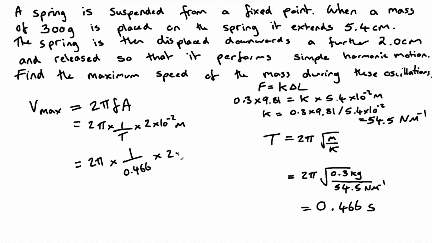Now, of course, once we've got that period, we know the period of the oscillations, we can work out the frequency. We already know the amplitude. We're giving the spring a further displacement of 2 times 10 to the minus 2 meters to set it into oscillations. And therefore, we can determine Vmax: 2 pi times 1 over 0.466 times 2 times 10 to the minus 2 will equal 0.27 meters per second. And there we go.